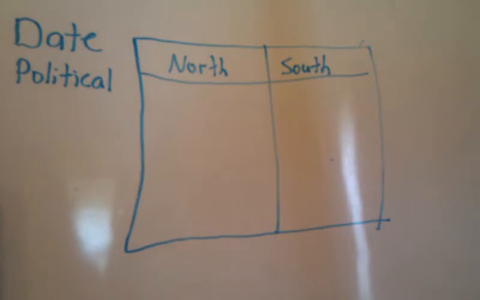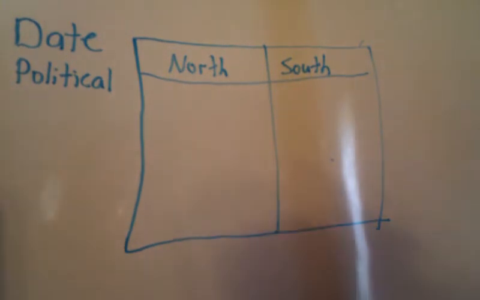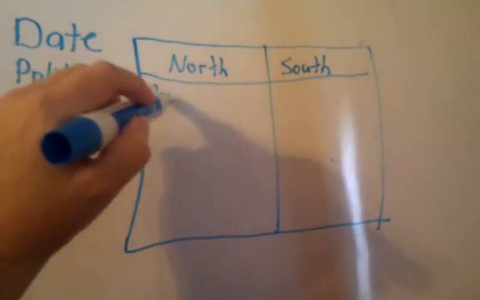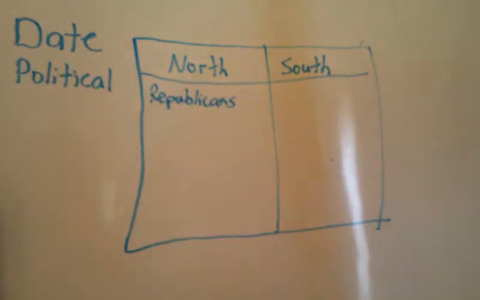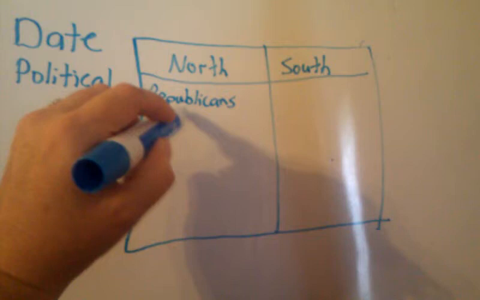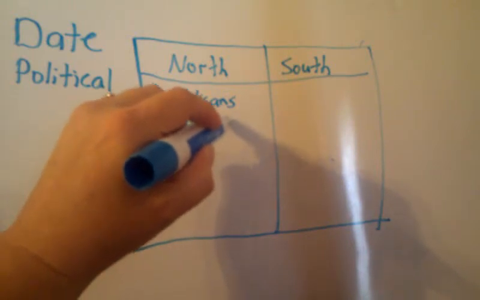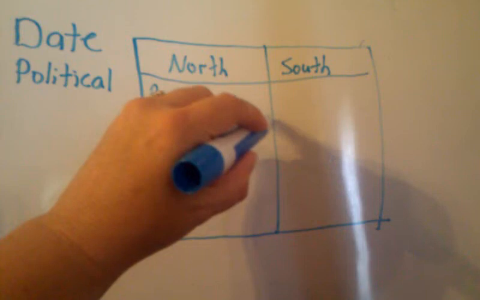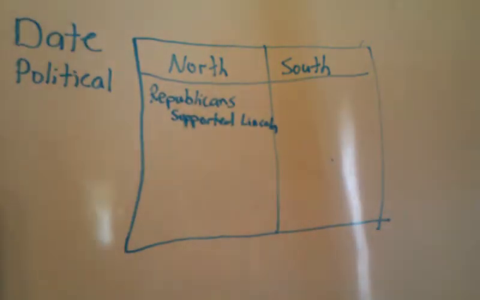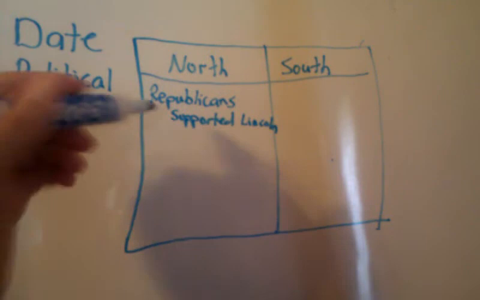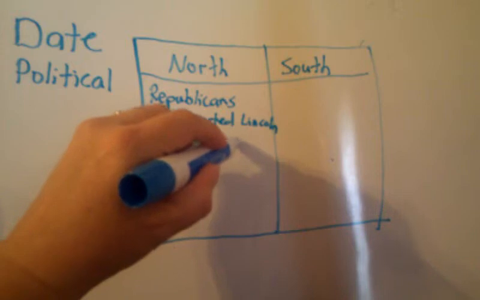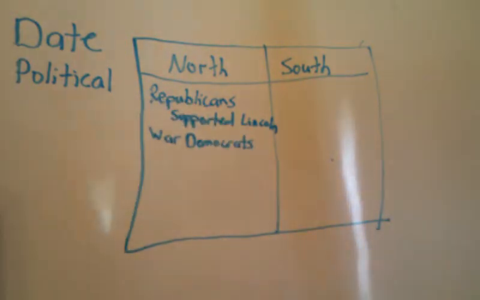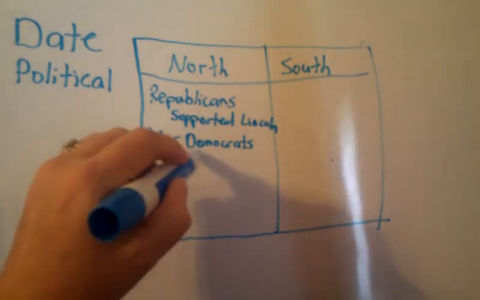Okay, so politically, we have the Republicans. And remember, Lincoln's a Republican. They fully supported Lincoln. Okay, now remember, the Democrats were split. We have the War Democrats. And obviously, they supported the war. That's why they're called War Democrats.